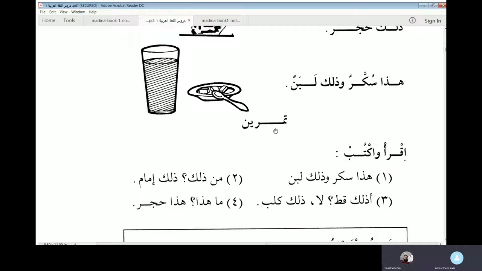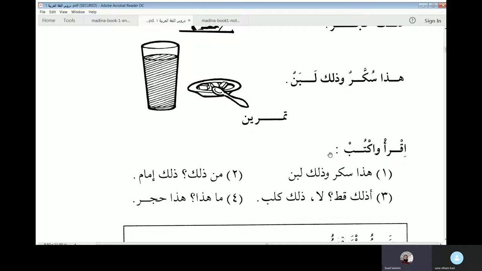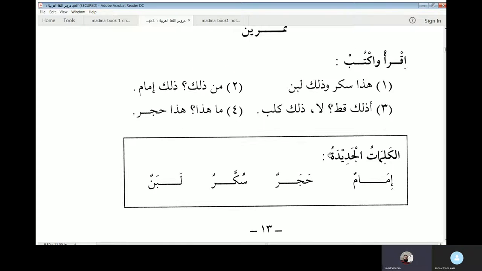Okay. Tamreen exercise, iqra wa uktub, read and write. Miss Sana, read 2 sentences. Tamreen. Read and write.